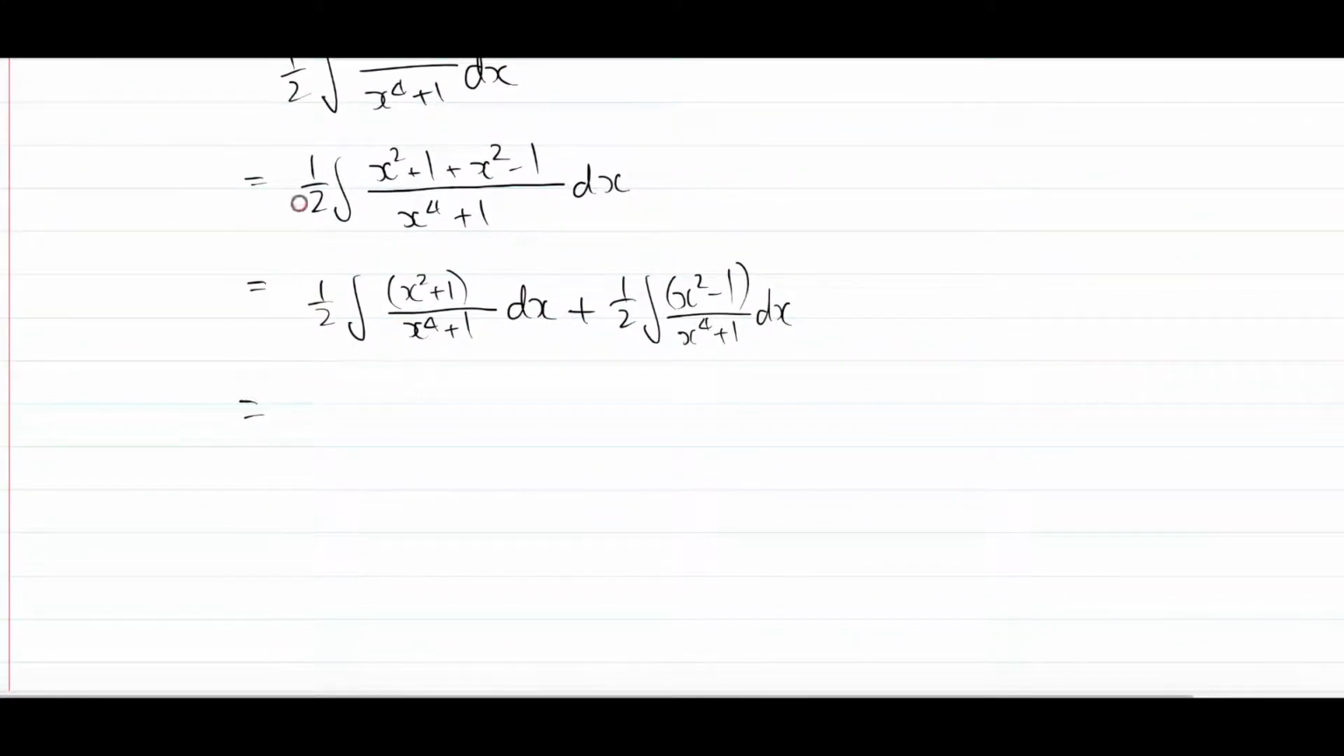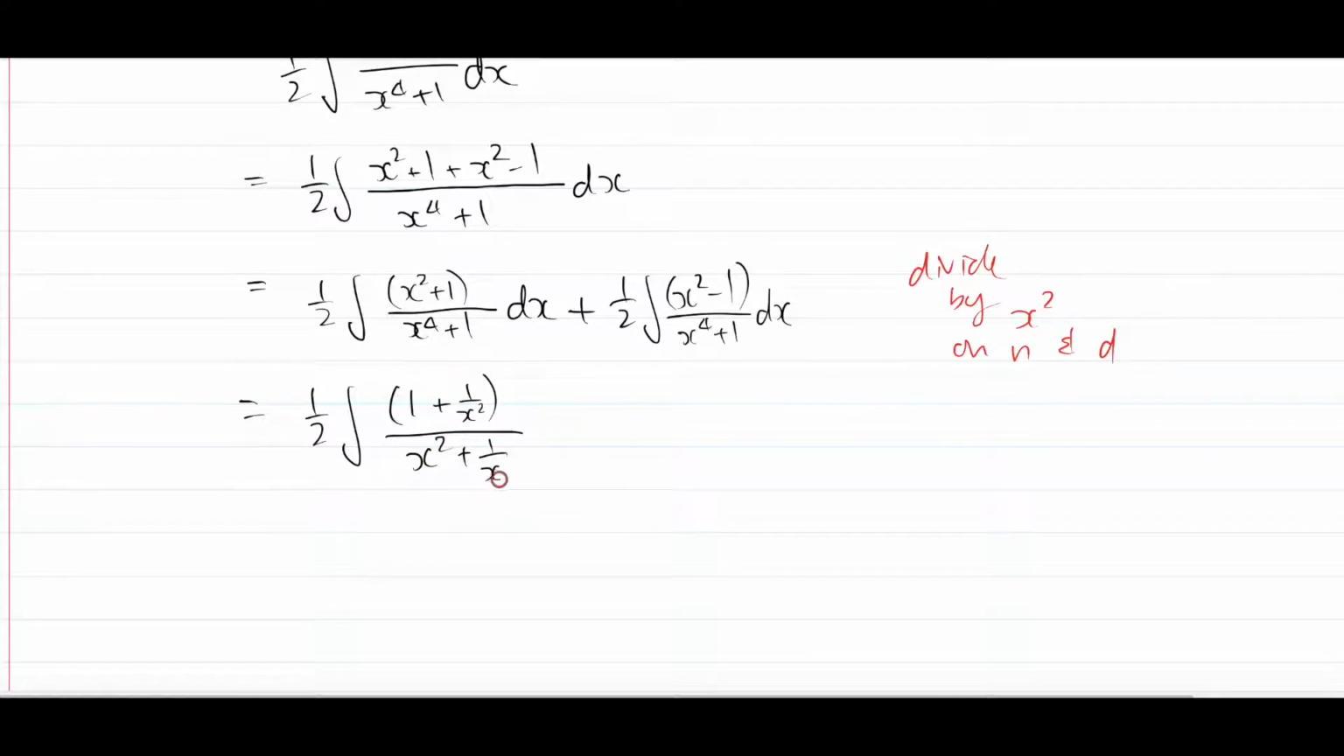Okay, what you want to do next is divide the numerator and denominator on both integrands by x squared. So when you divide the denominator by x squared, we should end up with x squared plus 1 on x squared. And if you divide the numerator by x squared again, you should get 1 plus 1 on x squared dx. So we're not changing the fundamental here. It's still the same number, but in a different form.